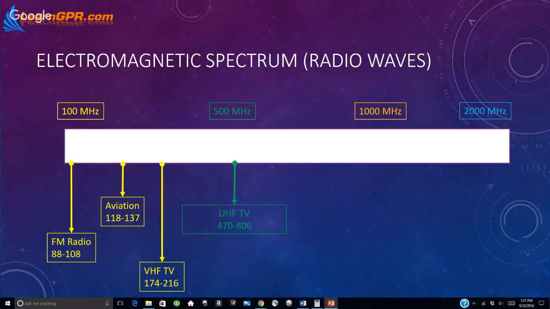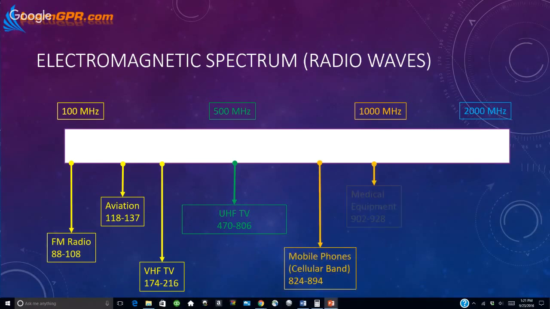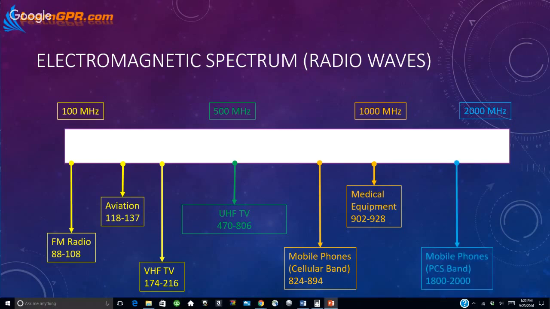500 megahertz, some more recent TVs are in that range. Again, these are now getting pretty old too, but nonetheless, UHF TVs are within that range. At 1000 megahertz, you get cell phones in the cellular band, in the 800s, and medical equipment often emits frequencies in the low 900s. And then finally, at 2000, newer mobile phones with PCS bands emit frequencies of about 1800 to 2000.